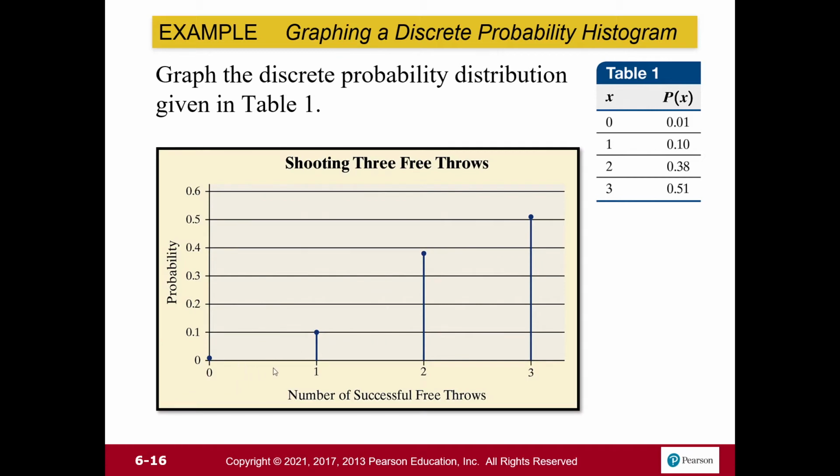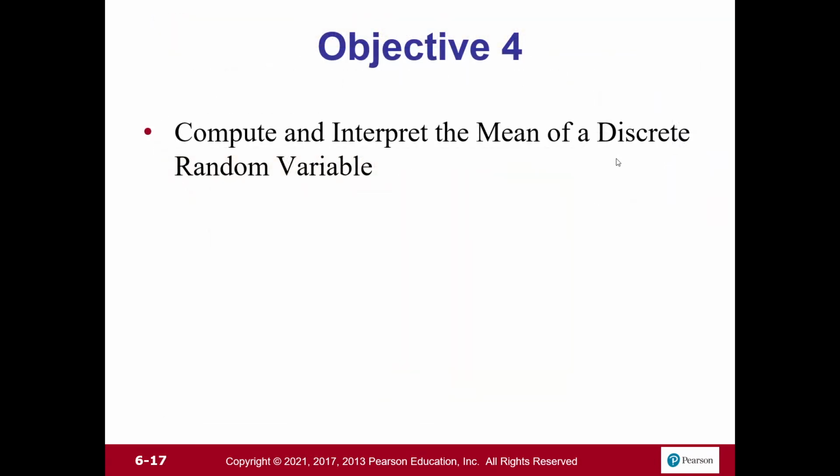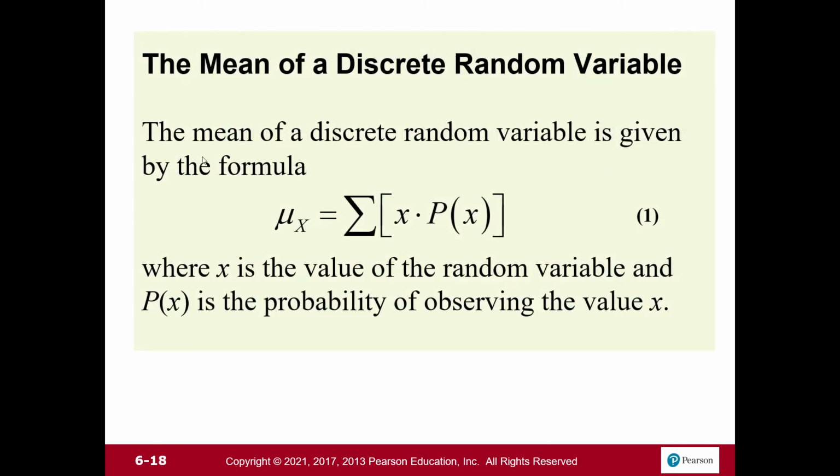So here it is. It's plotted out, the graph of that distribution. Here it says compute and interpret the mean of a discrete random variable. The mean of a discrete random variable is given by this formula. It is the summation of the discrete variable times its probability, and you add them all up, and that's the mean.